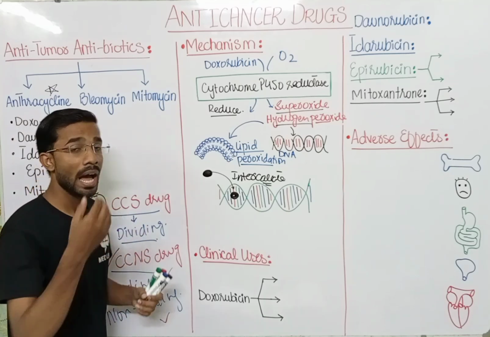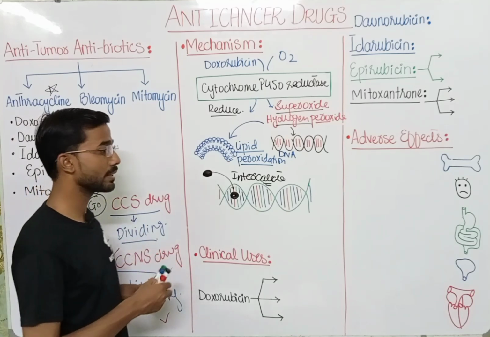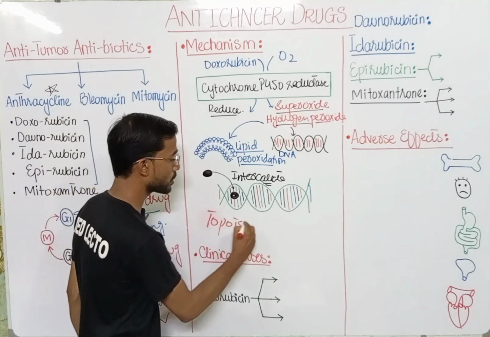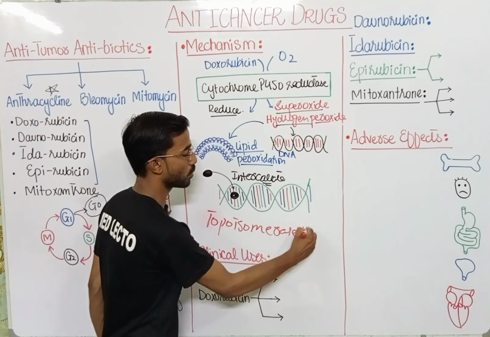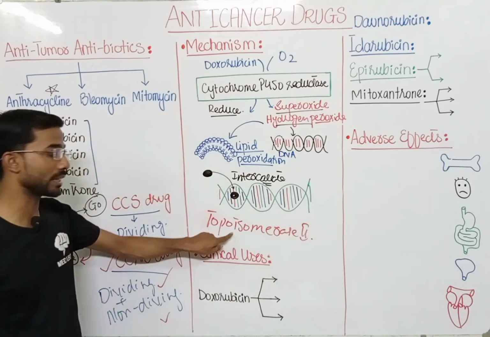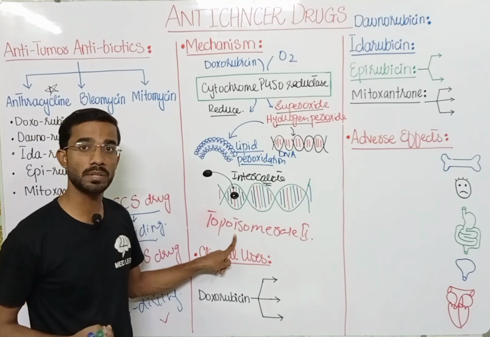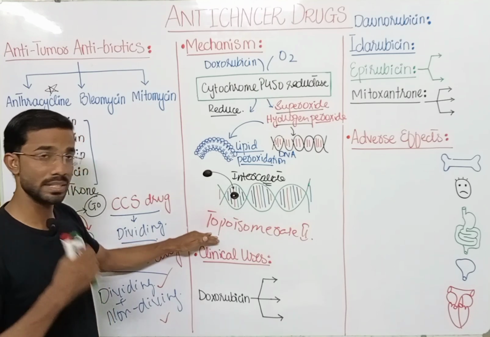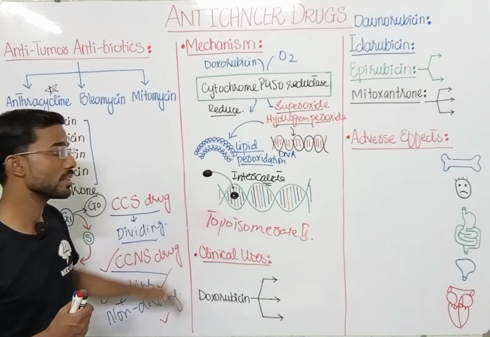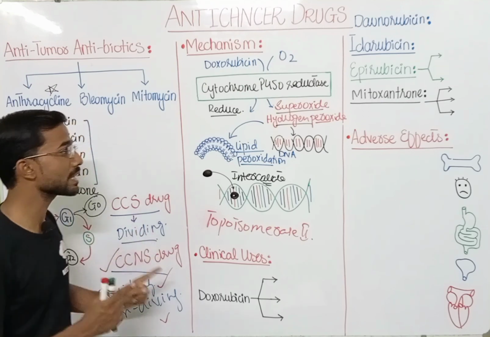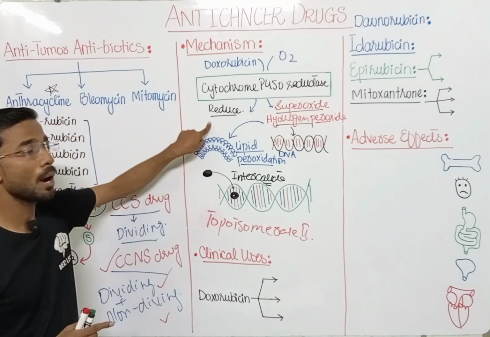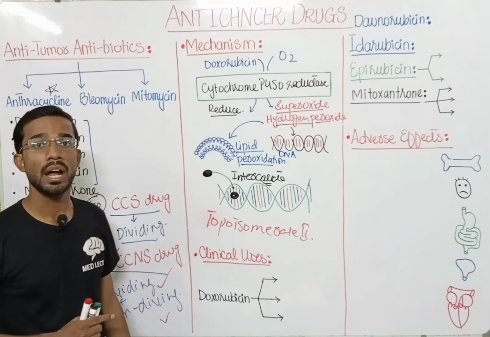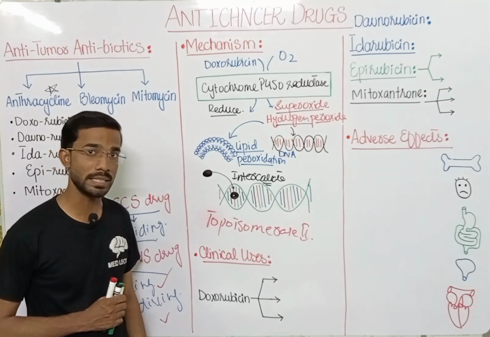Okay, another most important thing, these drugs can also inhibit topoisomerase 2. This enzyme is involved in transcription, DNA repair and DNA replication. So when this enzyme is blocked or inhibited, ultimately there is no division of the cell. So basically three most important mechanisms. First one, production of free radicals. Second one, intercalation, and third one is the inhibition of the topoisomerase enzyme.